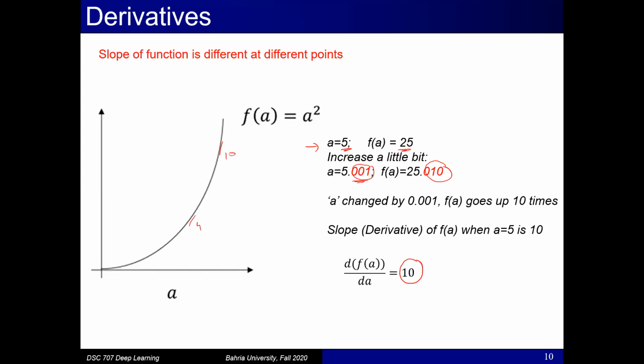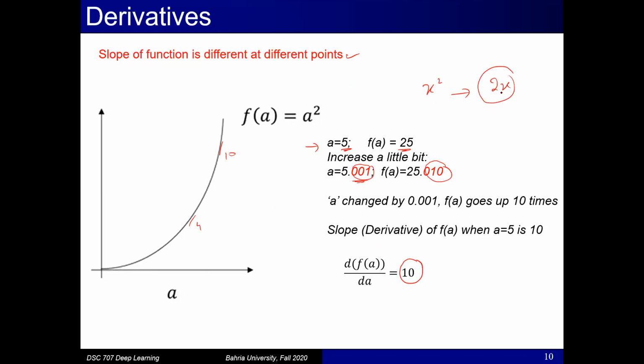So in general, we can say that the slope of the function is different at different points, right? And again, instead of these computations, if you use the formula, you know that if you have x square, the derivative of x square is 2x, so you can directly compute the derivative using this formula, and you will still get the same thing, right?